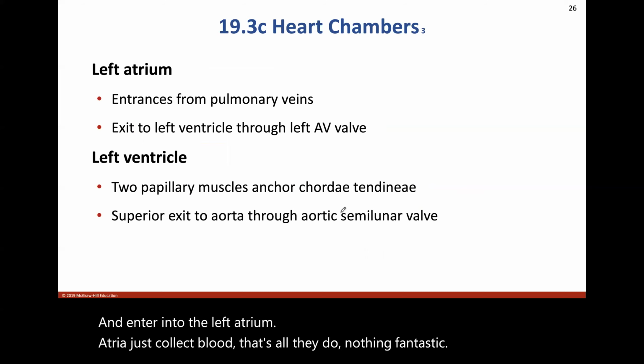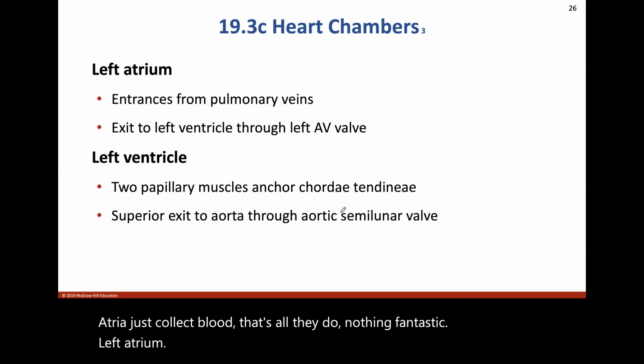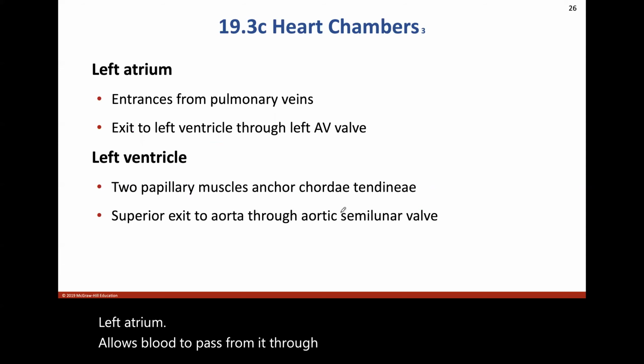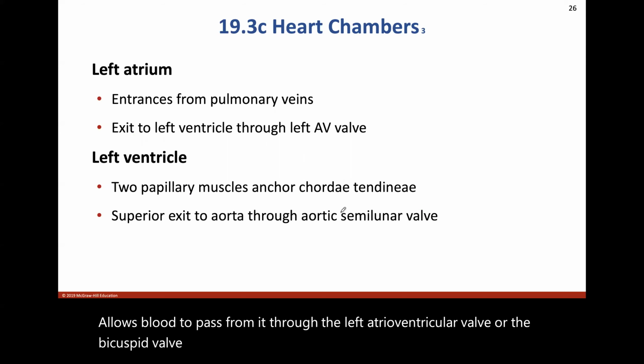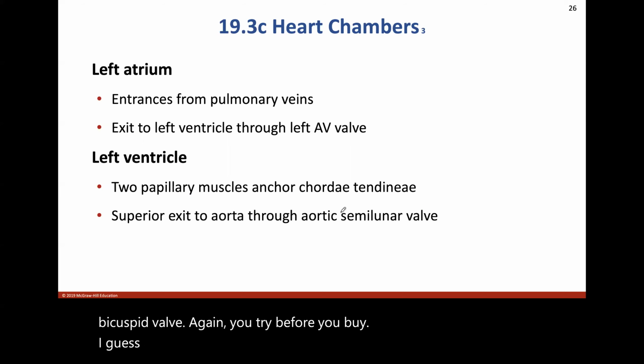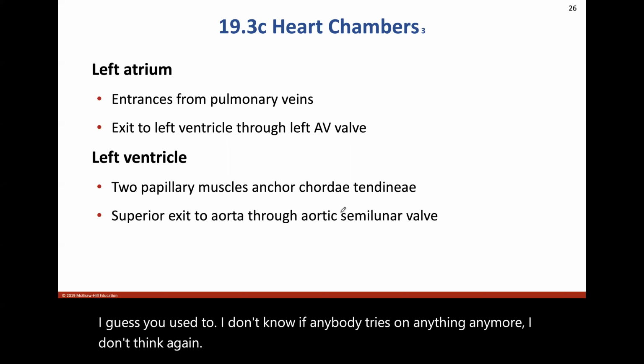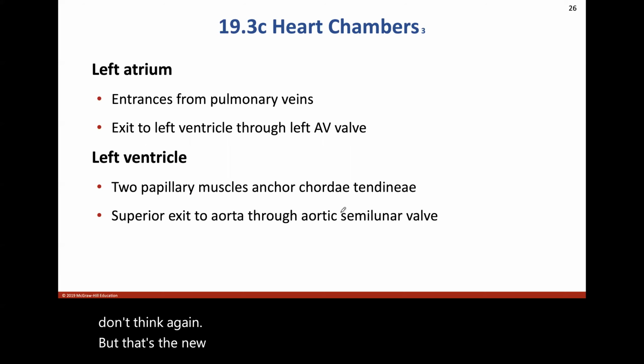The left atrium allows blood to pass from it through the left atrioventricular valve, or the bicuspid valve. Again, you try before you buy. I guess you used to. I don't know if anybody tries on anything anymore. I don't think you can. But that's the mnemonic I remembered. I try stuff on before I buy it. Goes through the bicuspid valve, into the left ventricle.